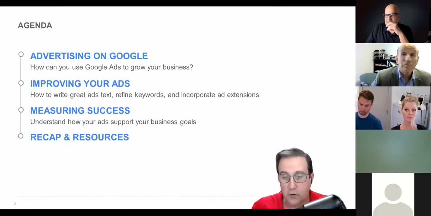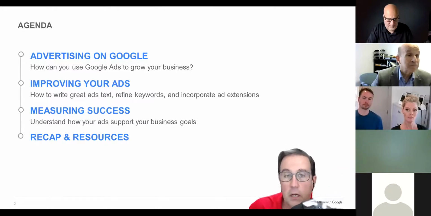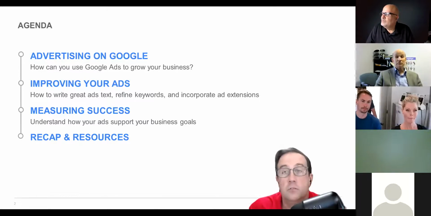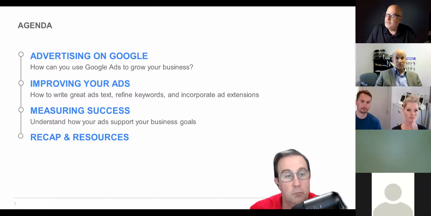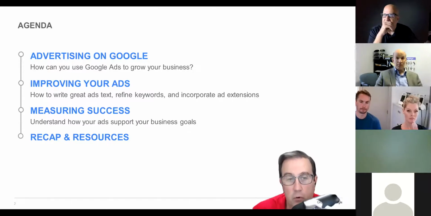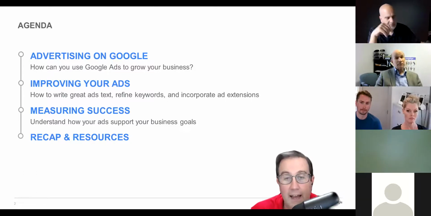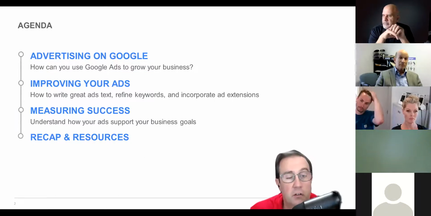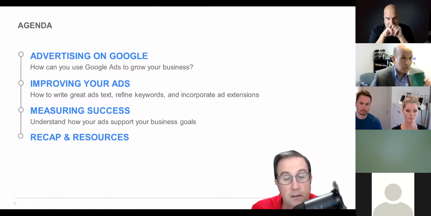So here's our agenda for today. And this presentation should be about 45 minutes plus Q&A. Firstly, we're going to talk about advertising on Google. How can you use Google Ads to grow your business? Improving your ads, some tips for how to write great ad text, refine keywords, and incorporate ad extensions. Measuring success, understand how your ads support your business goals. And we'll have a little recap and some additional resources for you at the end.